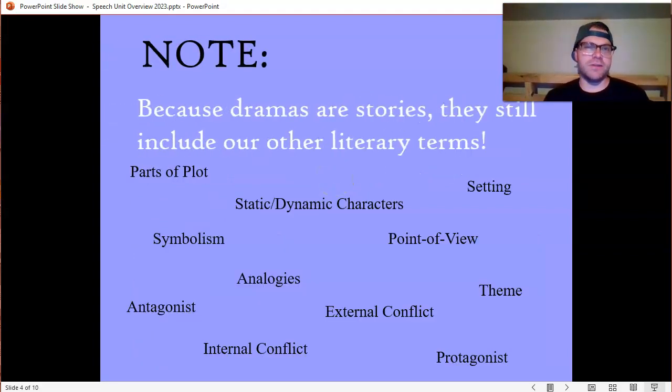Where drama is like other stories, though, is that they do include other literary terms that we've been learning. So everything we've learned so far this year about plot and symbolism and characters, conflict, themes, point of view, setting, plays have those too. I should say dramas have those too, whether it's a play or a TV series or a film. They all have these literary devices going on as well. You'll get especially a lot of practice with those next year in Romeo and Juliet.